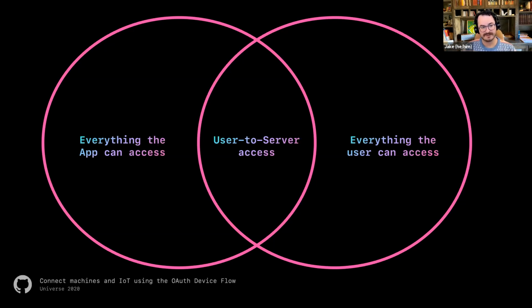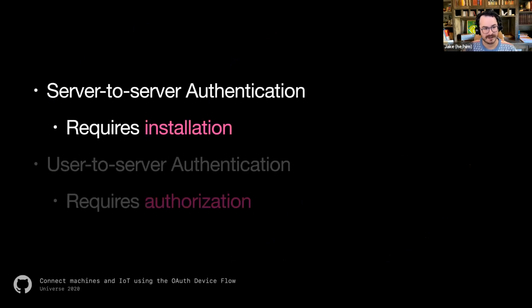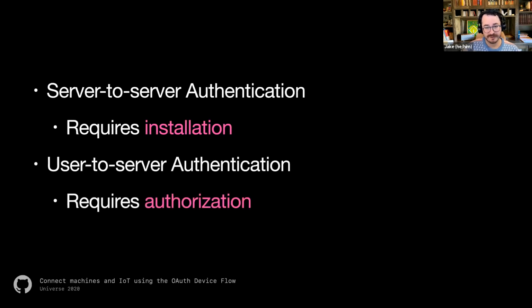Whenever we make a user to server request, we take both sides of that, and that request only has access to resources that both of those conditions are true for. To put it all together, server-to-server authentication just requires an installation, so that means that the app has been granted access. But user-to-server authentication requires that the user go through the additional authorization step. If you're making a request via user-to-server auth that interacts with a resource like a repo, you're also required to have an installation for that.